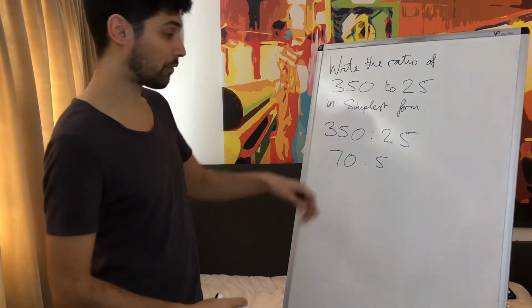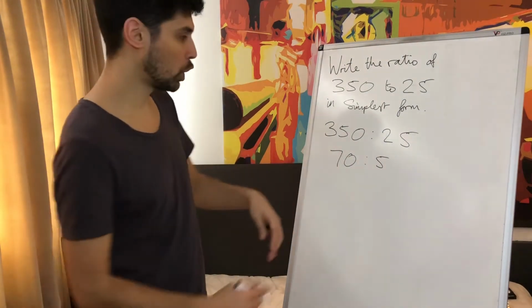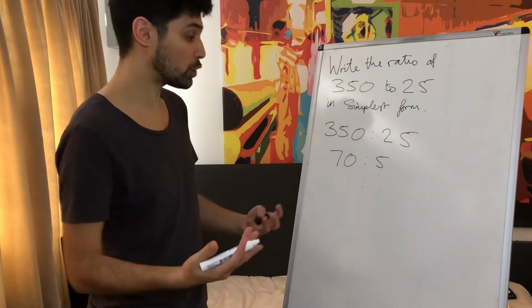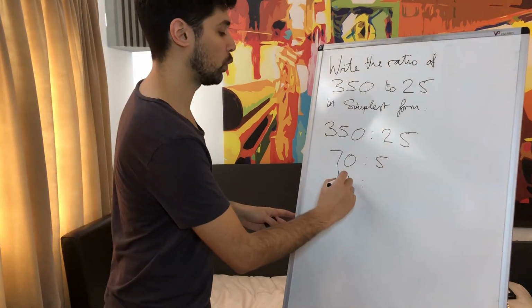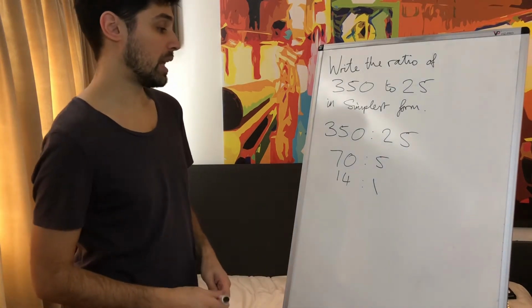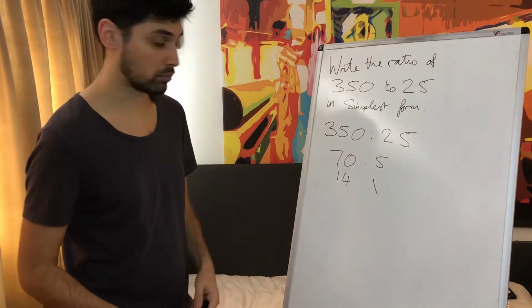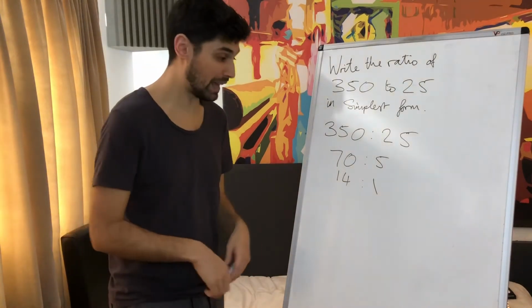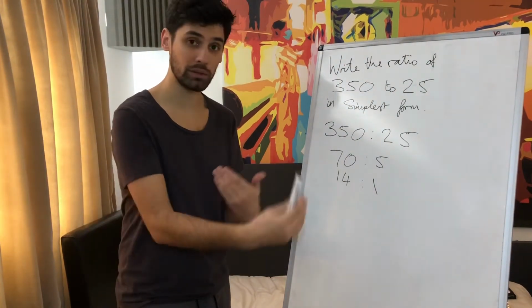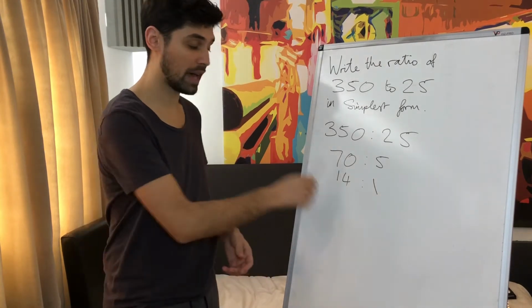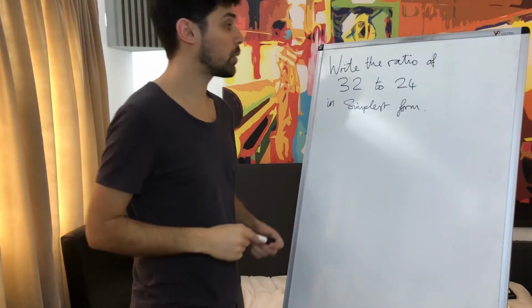Now we should notice that 5 goes into these again. So how many times does 5 go into 70? Well, using division, that will be 14, and 5 goes into 5 once. Now because we've got a 1 there, that's in its simplest form. Another way of finding out if it's in its simplest form is to ask yourself, is there a number that goes into both of those? If the answer is no, then, well, we can't simplify any further. That is simplest form.